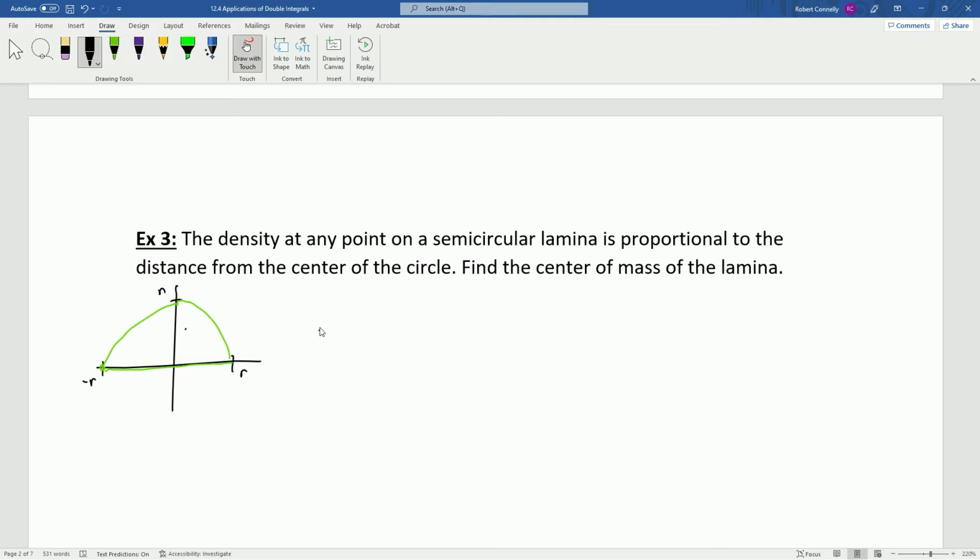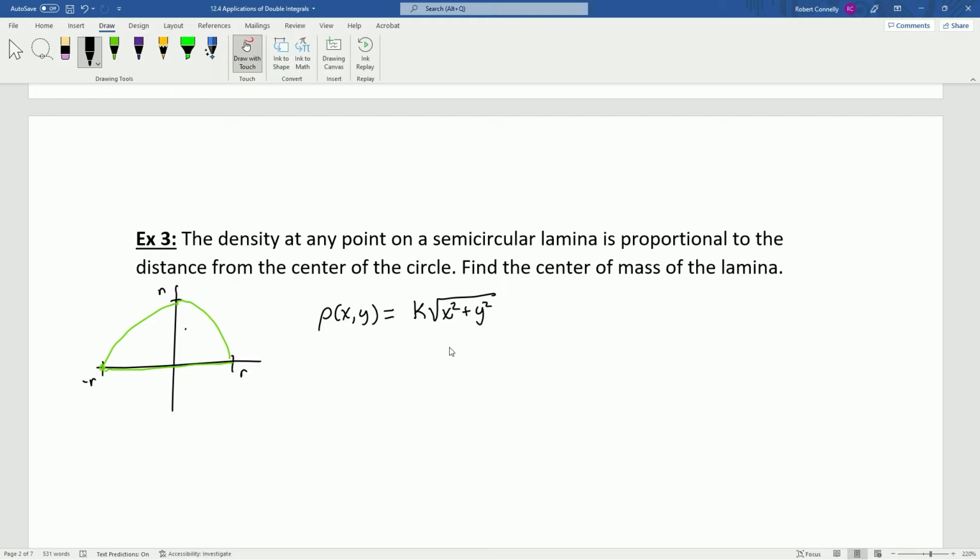Now, the density is proportional. That means it's a constant multiple of the distance from the point to the center of the circle, which is just the square root of x squared plus y squared. So it says find the center of mass of the lamina.